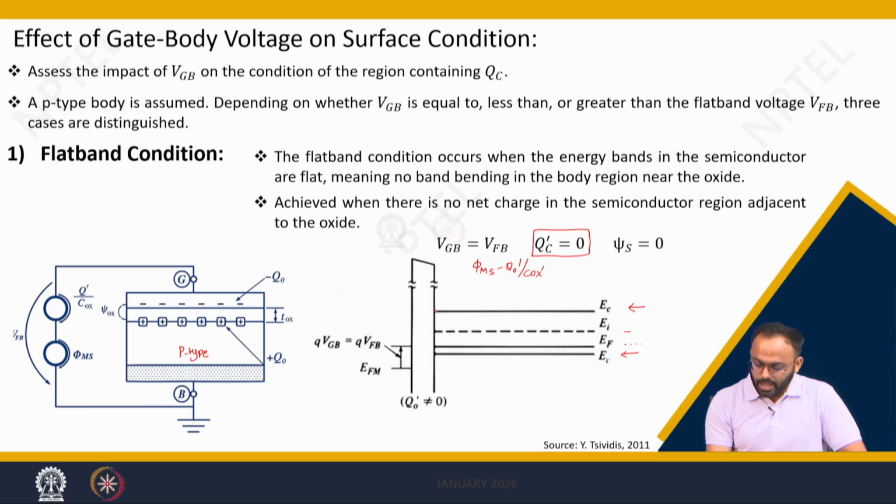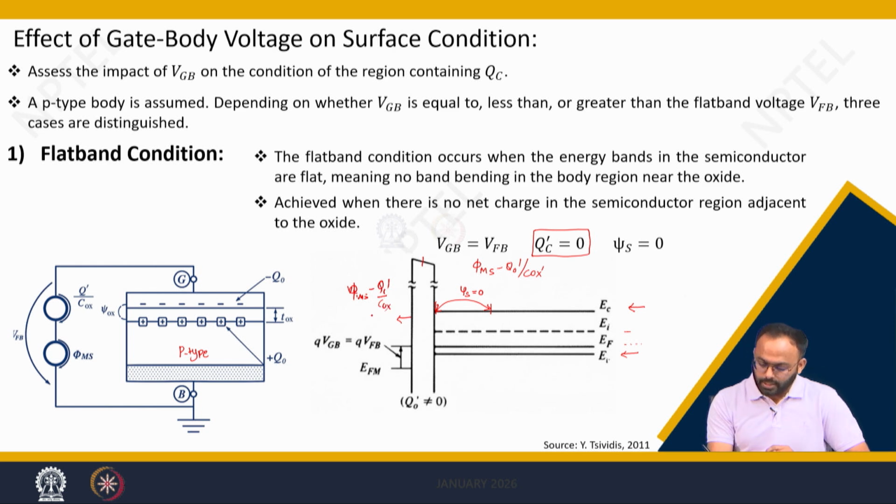If there is no bending in the bands, what is the surface potential? The surface potential is the potential measured from the surface to deep into the body, right. So, this surface potential is also 0, because there is no bending, but there will be a bending in the oxide, because you are connecting a supply equal to V flat, phi ms minus Q naught divided by C ox dash.